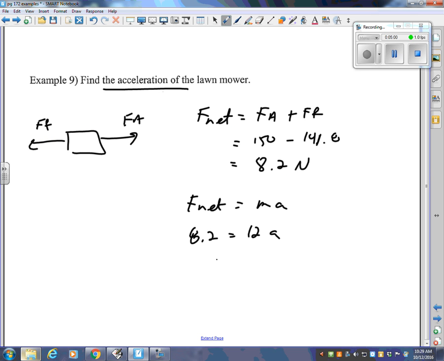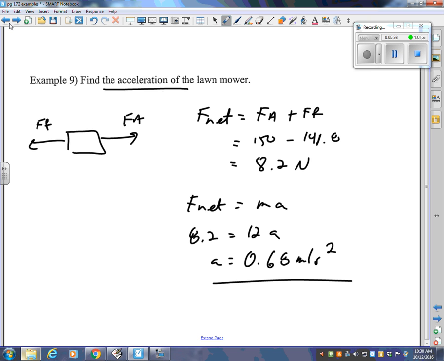Most people, when I cut my grass, I don't accelerate from one end of the lawn to the other. I sort of move at a constant speed, right? No one starts really slow and then goes as fast as they can, increasing in speed. Probably not the best method for cutting your grass. 0.68 meters per second squared. Okay, good, Braden? Not too bad?